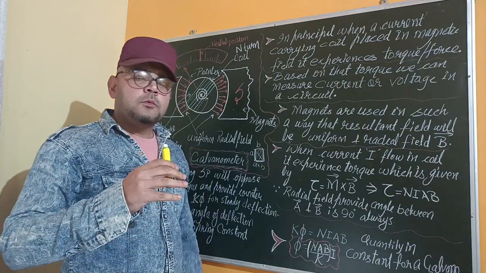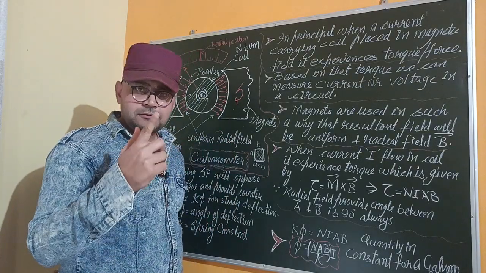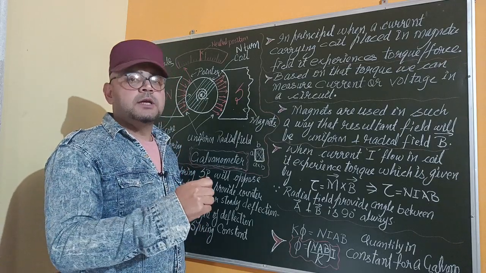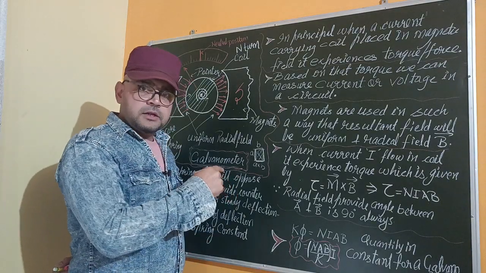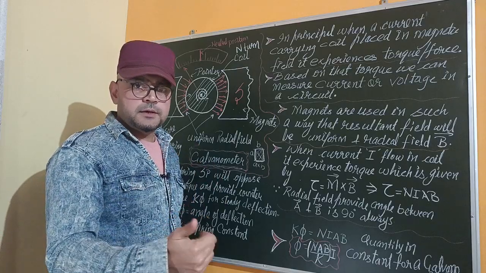Now to make this device work as an ammeter or voltmeter, we need to make some changes to this. Let's see what these changes are and how we can turn this galvanometer into an ammeter or a voltmeter.